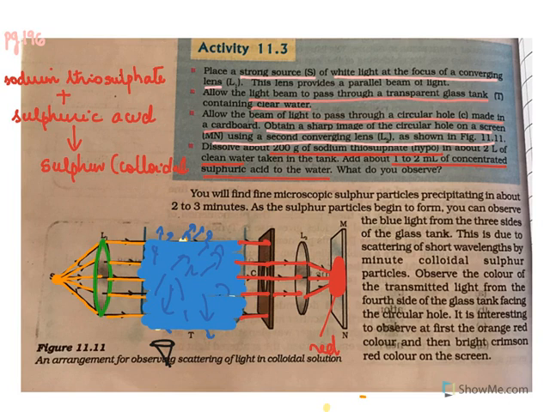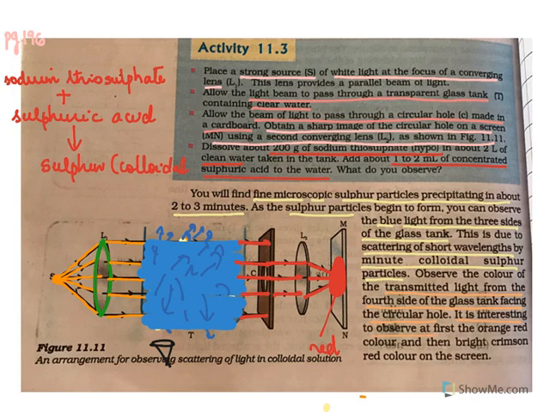So we just read the text. You will find microscopic sulfur particles precipitating in about 2 or 3 minutes. As the sulfur particles begin to form, you can observe the blue light from the 3 sides of the glass tank. This is due to the scattering of short wavelength by the minute colloidal sulfur particles. Observe the color of the transmitted light from the 4th side of the glass tank facing the circular hole.